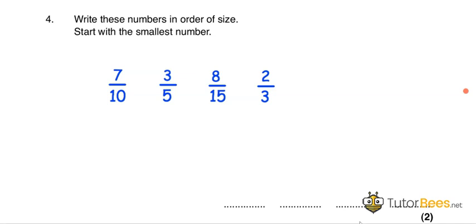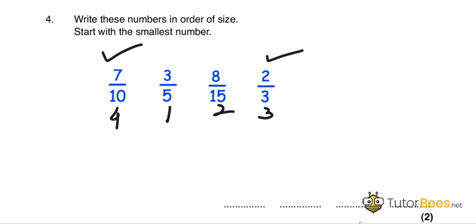3/5, 8/15, 2/3, and 7/10. You said 3/5, 8/15, 2/3, and 7/10. Your LCD is 30, right? So, well, this is correct. This is correct. But 1 and 2 is not.